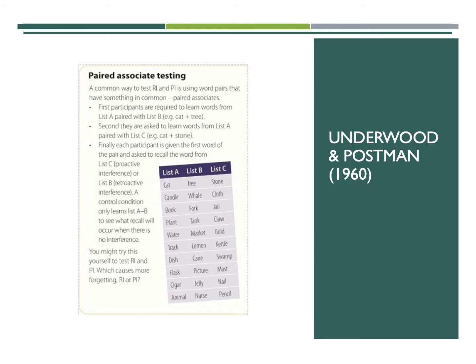And this is exactly what Underwood and Postman did in 1960. They wanted to test retroactive and proactive interference using word pairs. And so they gave them list A and list B together, and then list A and then list C together, and then they gave them list A and told them to write down as many as they could remember.